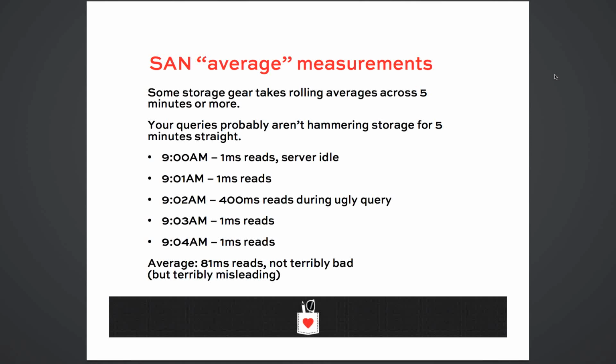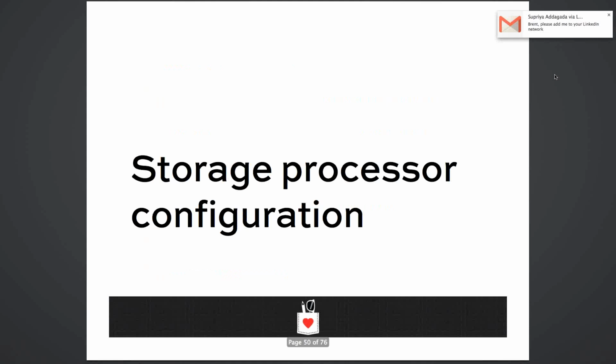SQL Server, on the other hand, tracks every single read that we do from storage in sys.dm_io_virtual_file_stats. It's a DMV that we can query to see how fast storage is responding. This is why SQL Server's reads may look very different from the SAN control panel's reads, because we're just doing them in completely different increments.